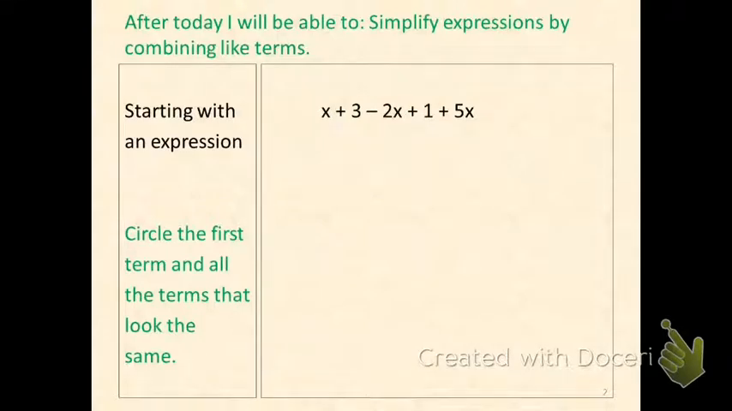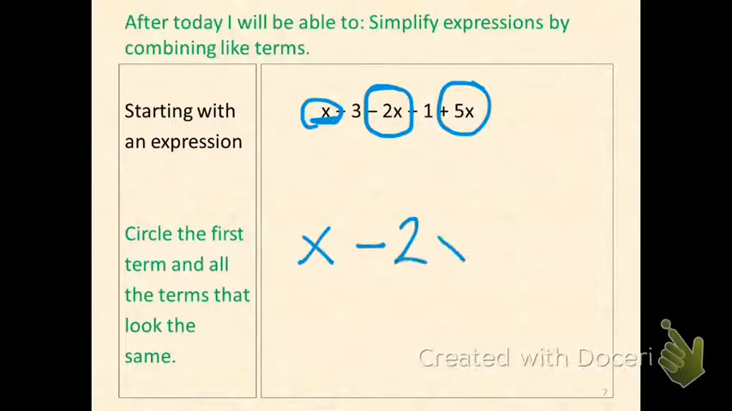So the first thing we want to do to make this simpler and easier to work with is circle all the terms that look the same. When I first start with this, I have an x. There's my starting term. Well, that 3 does not have an x, so I'm not going to circle it. This 2, though, has an x, so I'm also going to circle that. I'm going to leave that 1 alone, but now I'm going to circle that 5x. And I'm going to rewrite it so that I have just those together. It's going to be x minus 2x plus 5x.